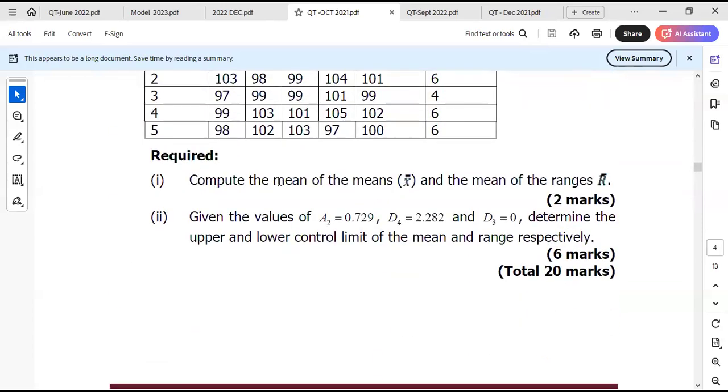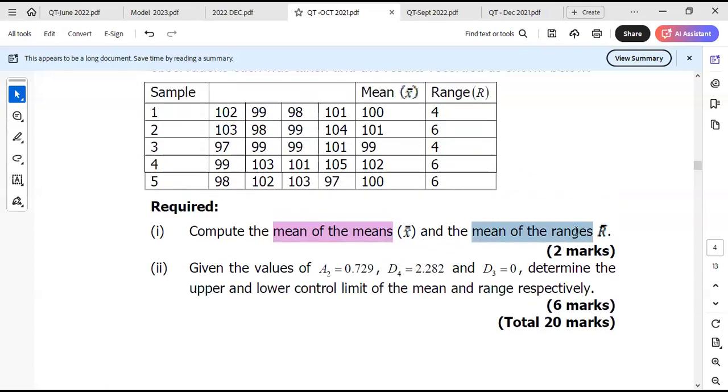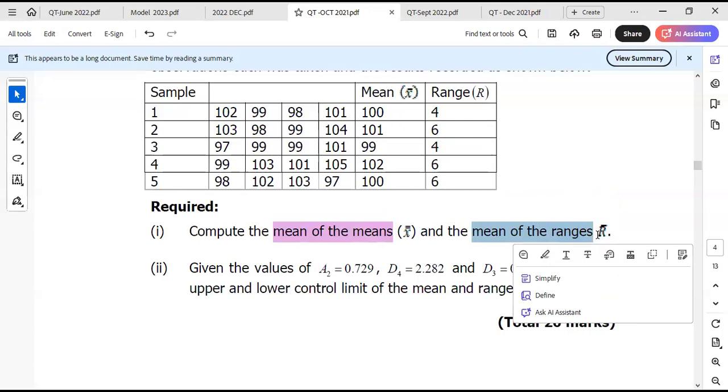You are told to compute the mean of means. Mean of means, you are looking at the overall mean. Remember you get the mean for each sample. After getting the mean for each sample, you go ahead and get the overall mean. That is the mean of means. The same applies to mean of range. You first get the range for each sample. After getting the range for each sample, just get one range, by getting the total range divided by the number of samples. Here you get the total mean divided by the number of samples.